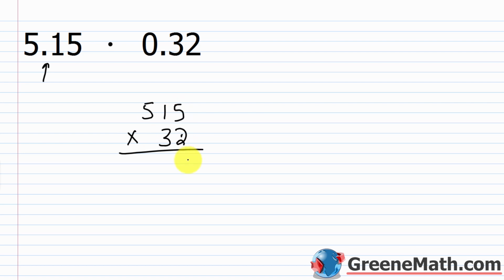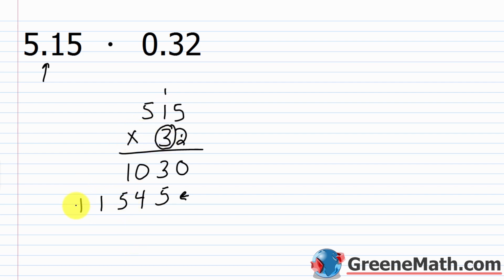So 2 times 5 is 10. 0 down, carry the 1. 2 times 1 is 2, plus 1 is 3. 2 times 5 is 10. Okay, I'm going to erase this. And remember, we're moving to the left here, because we're starting over here in the tens place now. 3 times 5 is 15. 5 down, carry a 1. 3 times 1 is 3, plus 1 is 4. And then 3 times 5 is 15.